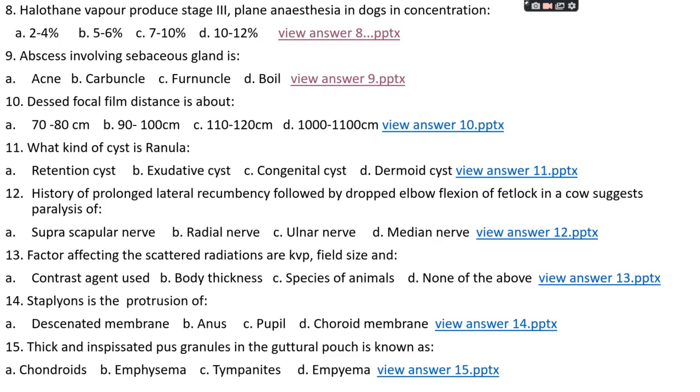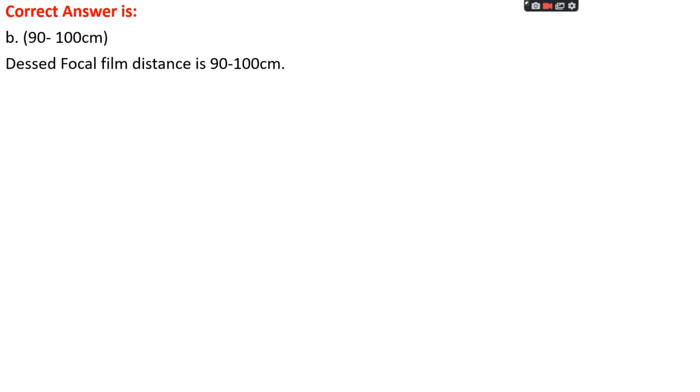Okay. Question number 10. Best focal film distance is about: option A, 70 to 80 centimeter; option B, 90 to 100 centimeter; option C, 110 to 120 centimeter; or option D, 1000 to 1100 centimeter. The right answer is option B, that is 90 to 100 centimeter. Best focal film distance is 90 to 100 centimeter.